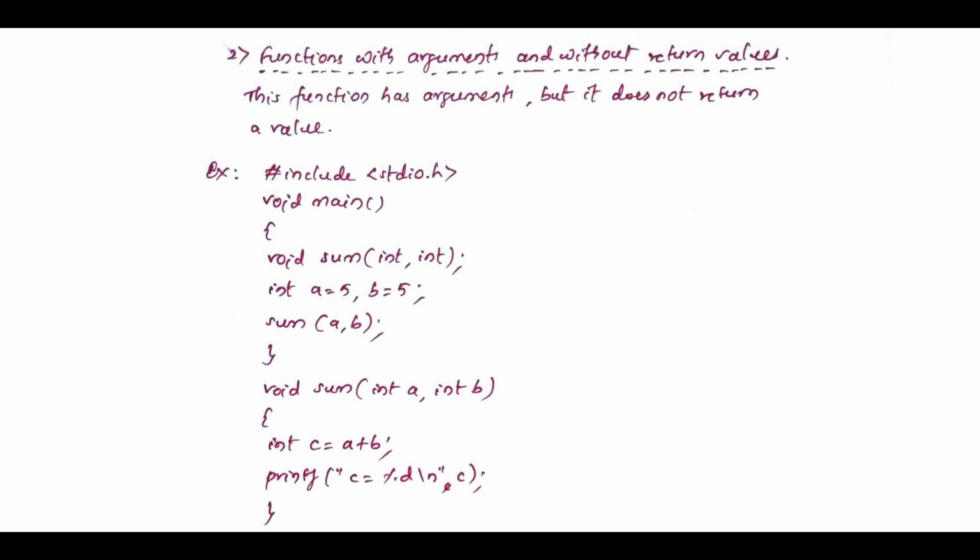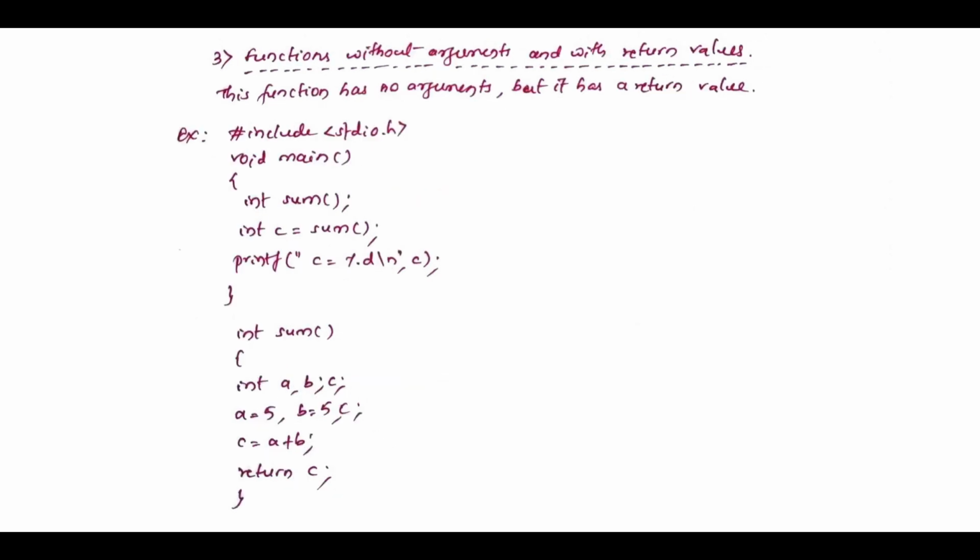Next is function with arguments and without return value, which is the second category. It has arguments but it has no return values. We have the function called sum. It has no return value, that's why we have written it as void. Void means nothing is returned. The parameters are passed to the function, but we are not getting any return value from the function.